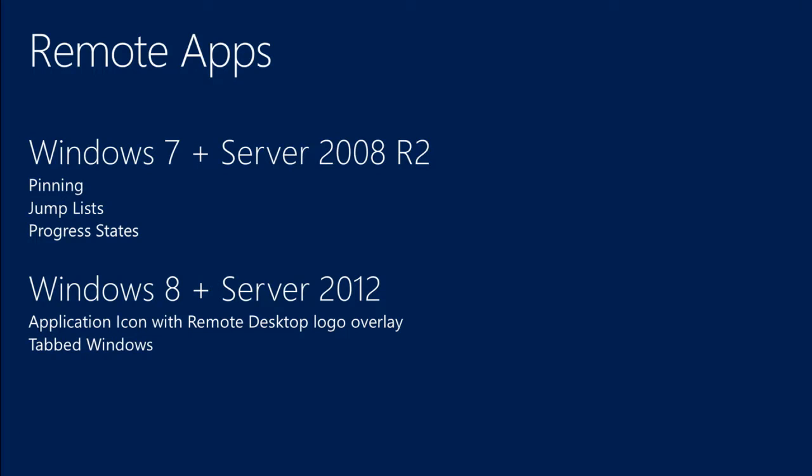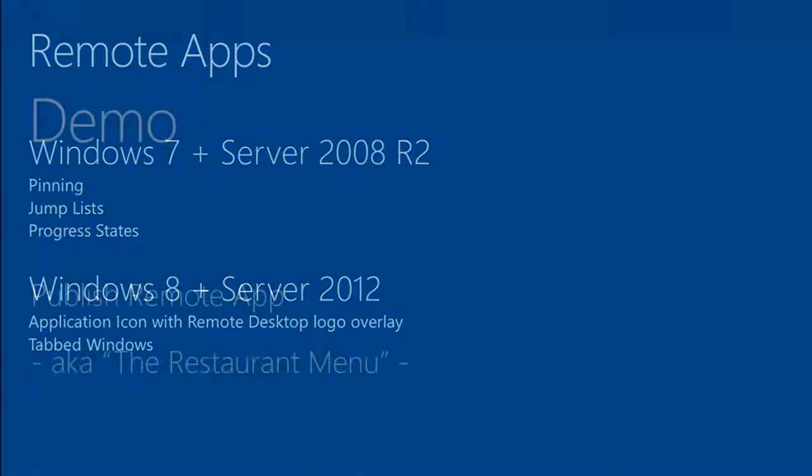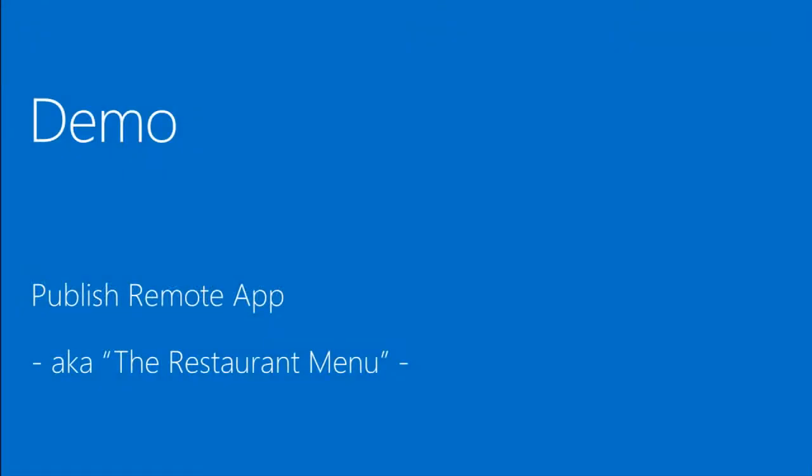On Windows 8 plus Server 2012, now you have the true application icon. You didn't have that in the past. Some users would get confused because you would see the remote desktop icon instead of the application icon. Plus, you have tabbed windows, so you can have multiple windows and use tabs just as normal. It's really an experience like having the application locally installed. So the next one is, we talked about publishing the remote app. Let's see how it works exactly.